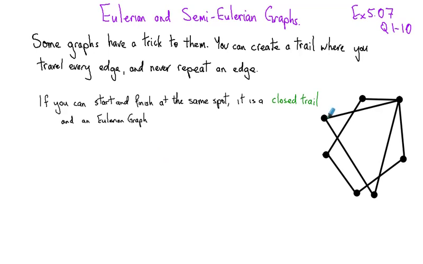So for example, if I start here, I can go along here, and then here, and then here, and then here, then here, then here, then here, and I'm back where I started. I travelled every single edge, but I only travelled it once, and I covered all the edges on the graph. So that is an Eulerian graph.